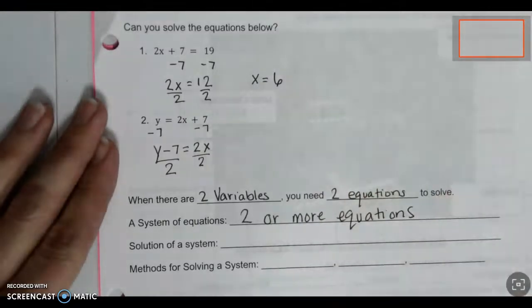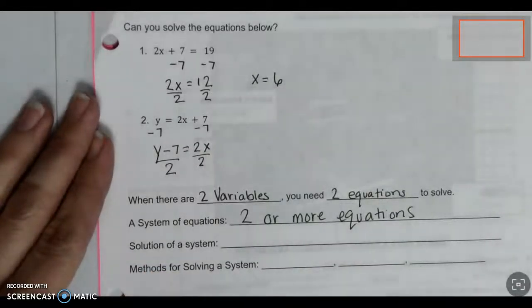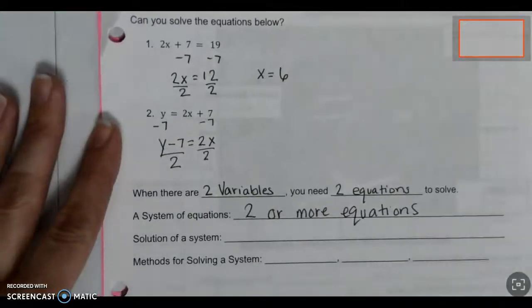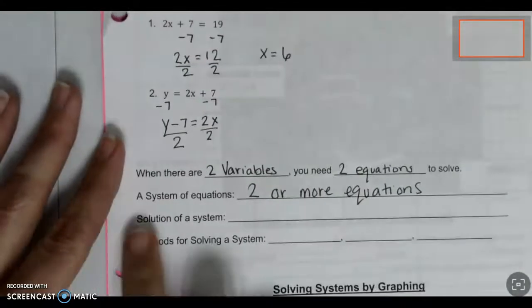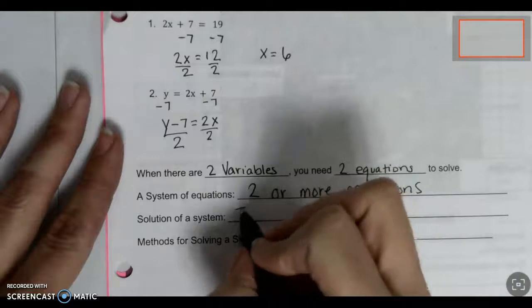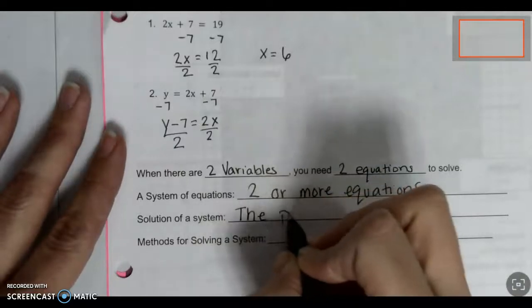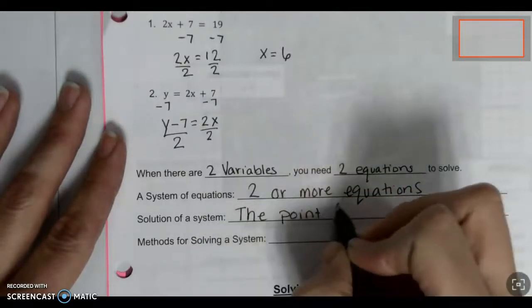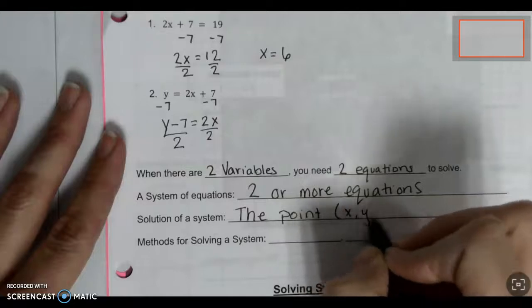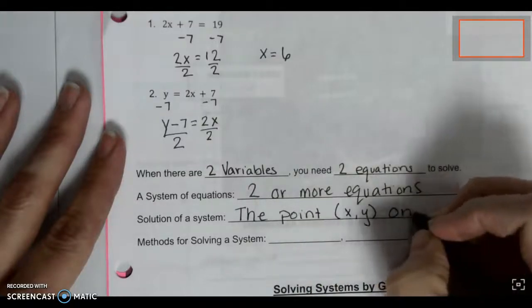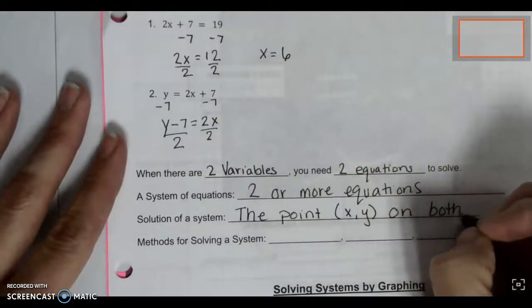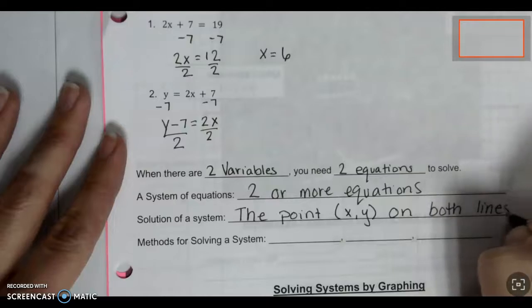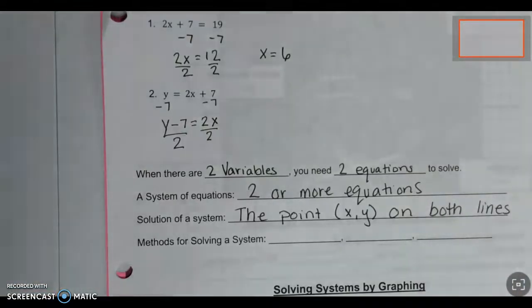Okay? What's my answer going to be? The solution is the answer. How do I know when I have the answer? I'm going to give you the definition of this in terms of graphing, because that's what we're going to do first today. But the solution of a system is the point x comma y that is on both lines. So it's the one dot that satisfies both lines, is on both lines.